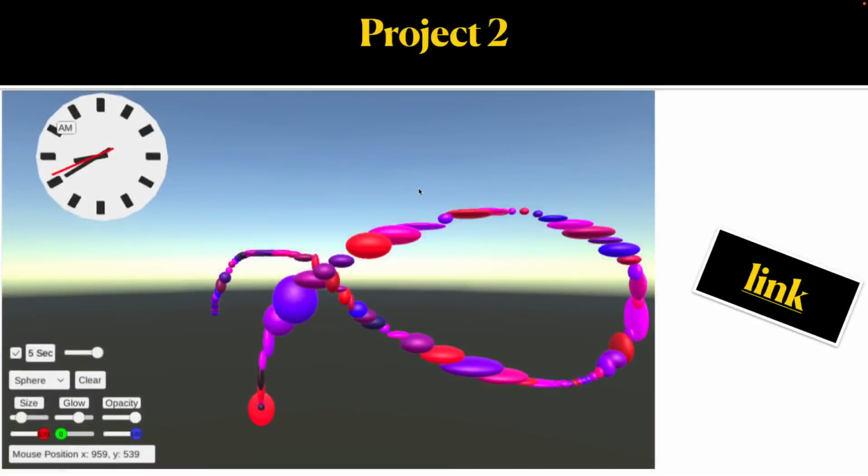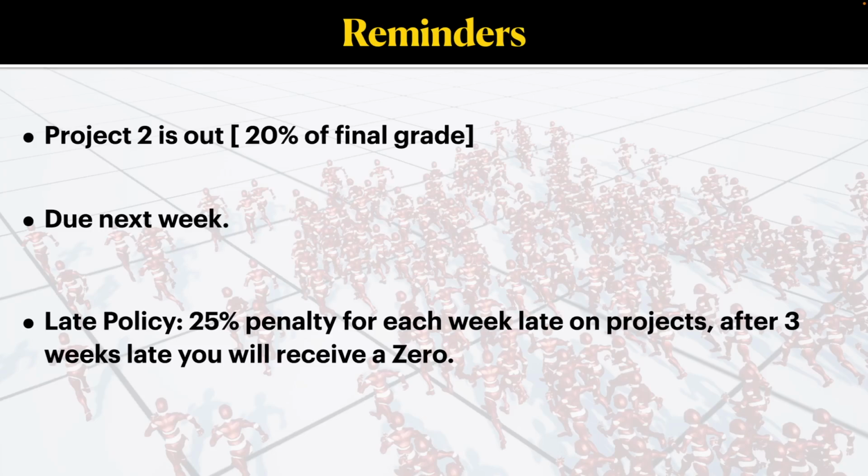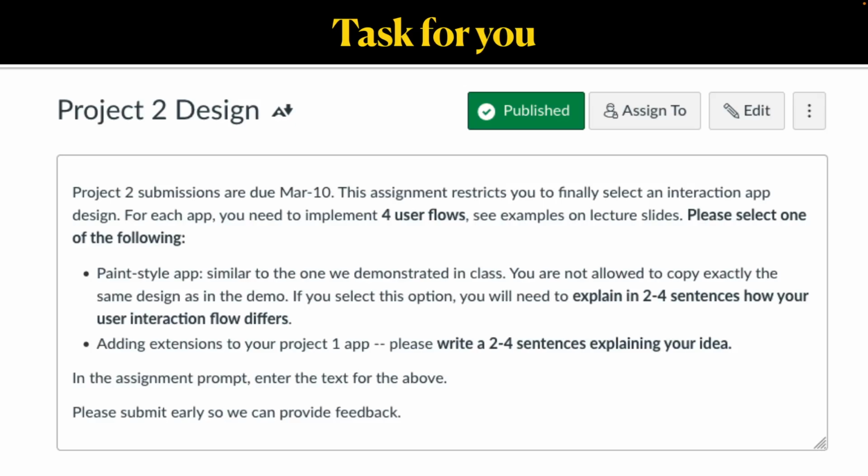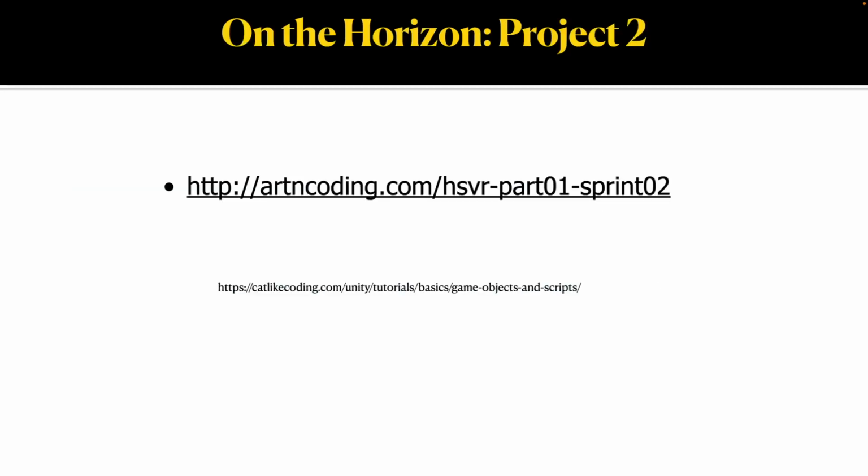And to remind you, project 2 is due next week. It's out now, and it's basically the same as project 1. You have to propose 4 interaction flows. You can go with the default painting app or do something else. If you're doing something else, you need to get pre-approved by me or the TA. And that's basically it. Any questions on this? It's just the same thing as project 1, but with more complexity.